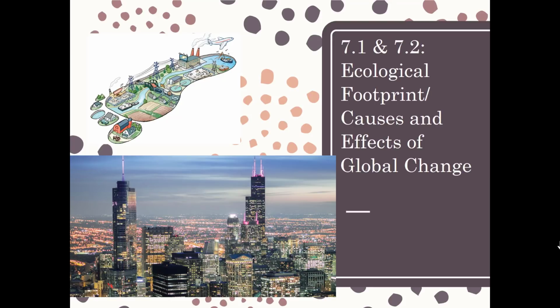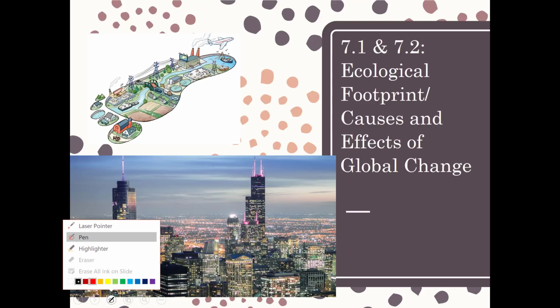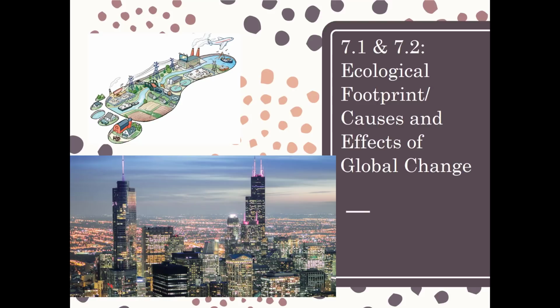Okay, ladies and gentlemen, this is going to be the lecture for 7.1 and 7.2. It's the last part of the chapter with biodiversity, and we're going to look at some causes and effects of global change, how our climate is changing, and how that then overall affects our biodiversity.